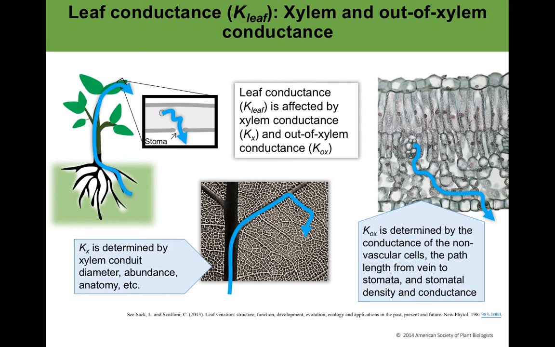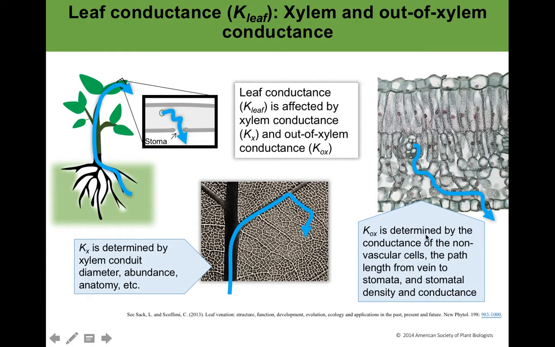Okay, we can also talk about leaf conductance in terms of the xylem conductance and then the out of xylem conductance. So here, conductance I'm referring to as K leaf, and xylem conductance would be Kx, and out of xylem conductance is Kox. So Kx is going to be determined by things that we talked about last time. So the xylem conduit diameter, is it clogged? But also things like the anatomy and the abundance of veins in the leaves. Not all leaves have the same number of veins, and if you have more veins, you're going to be able to transmit water more efficiently.